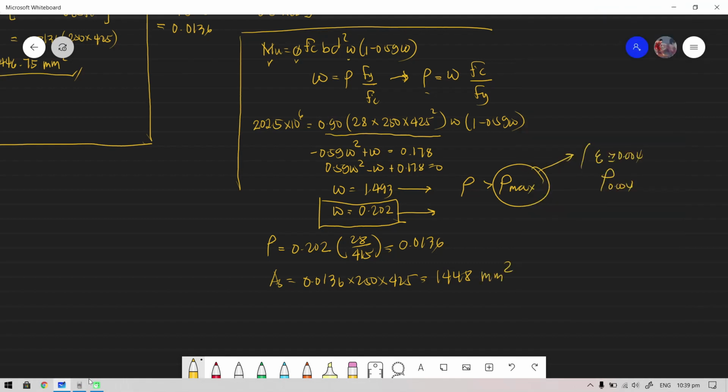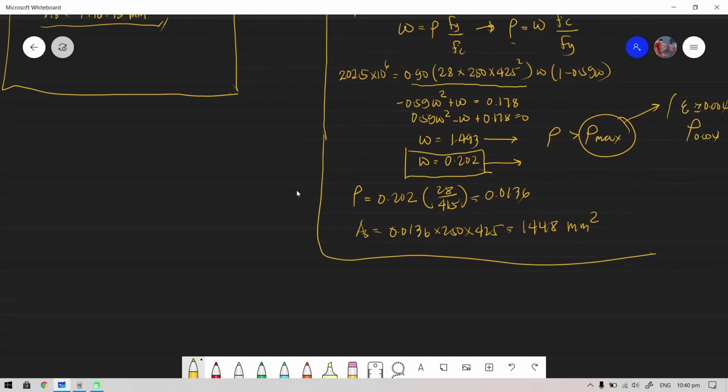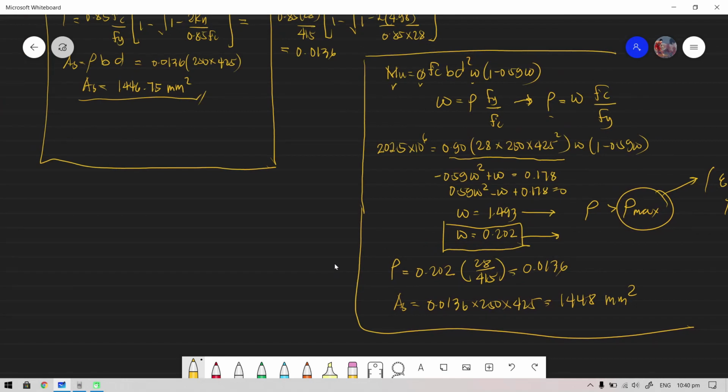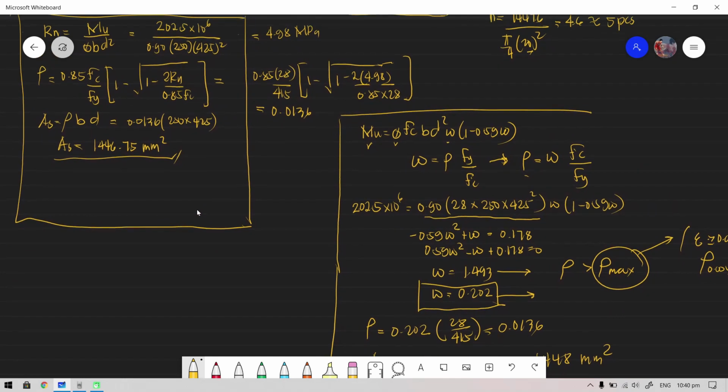Lah, magkaiba sir. Okay, parehas lang yan. Konti lang naman yung difference eh. 1446, 1448 naman yun. May sobra, pero ito kasi nag-round off kasi tayo dito. Pero kung kinonsider mo lahat yan, pare-parehas lang yung sagot. So, either sa tatlo ang gagamitin mo.